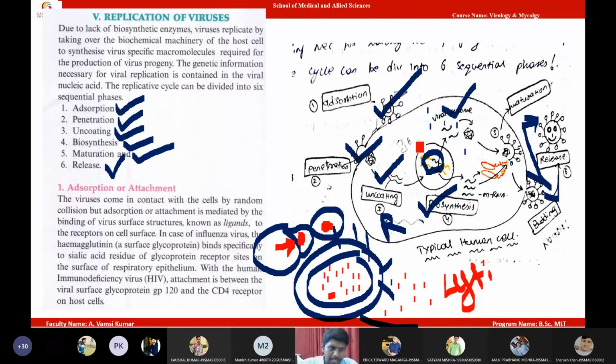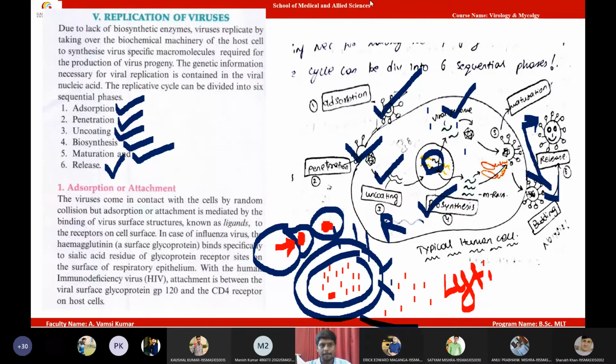So this is all about attachment. The virus comes in contact with cells by random collision, but absorption or attachment is mediated by the binding of viral surface structures called ligands. These ligands attach to the receptors on the cell surface. The influenza virus has hemagglutinin ligands. These hemagglutinin ligands attach to red blood cells and the mucous membranes of the lungs, and cause the infection. Or the HIV virus, which has the GP120 ligand that binds to the CD4 receptor of helper T cells. So this is all about the attachment of viruses. Is it clear, students?